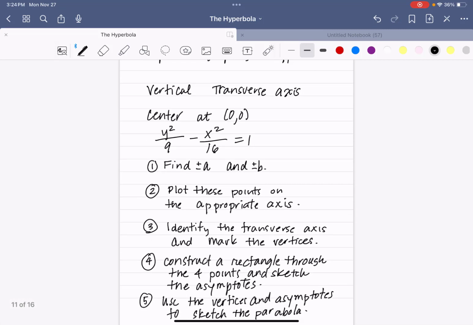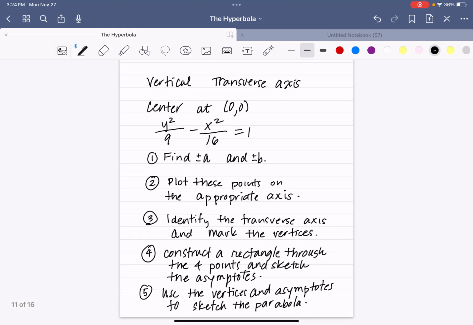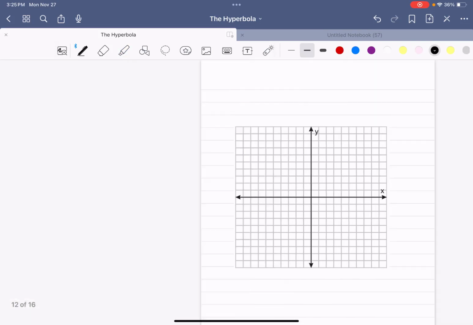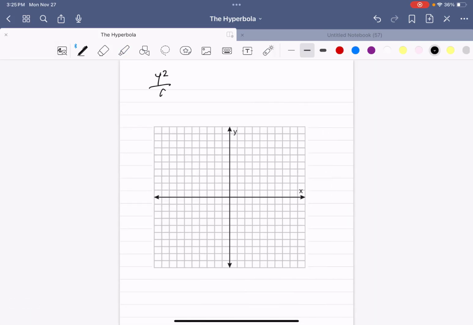All right, so let's look at one that has a vertical transverse axis. That's the y-axis, right? Vertical is like the y-axis. Notice that the y variable is positive, and these steps are exactly the same. Only the vertices are going to be on the transverse axis, and it's going to be vertical like the y. So, what was it? It was y squared over 9 minus x squared over 16 equals 1. Now notice our transverse axis is going to be the y-axis.